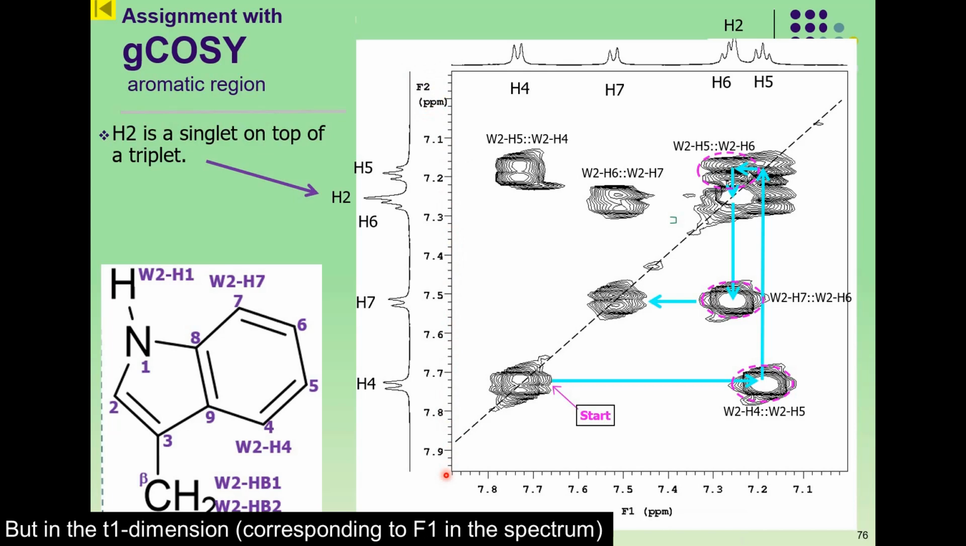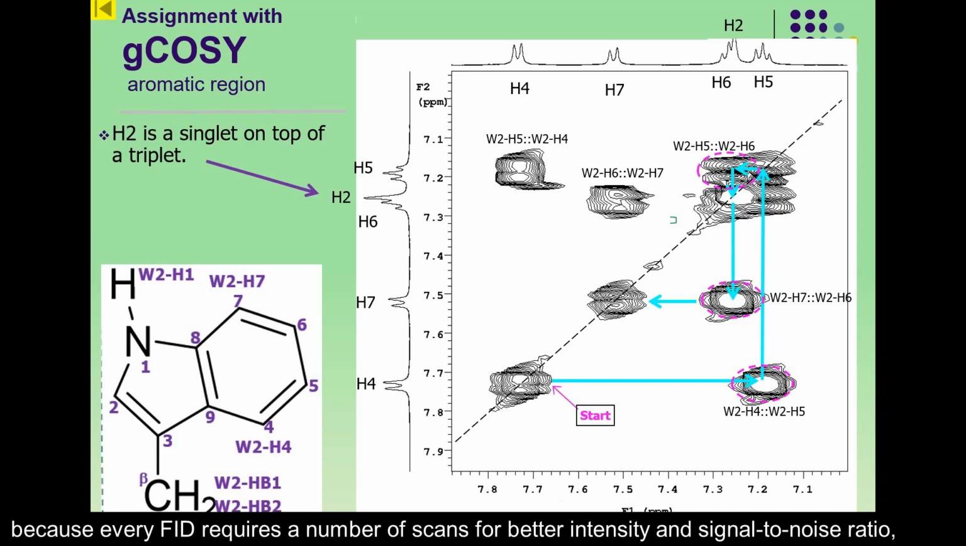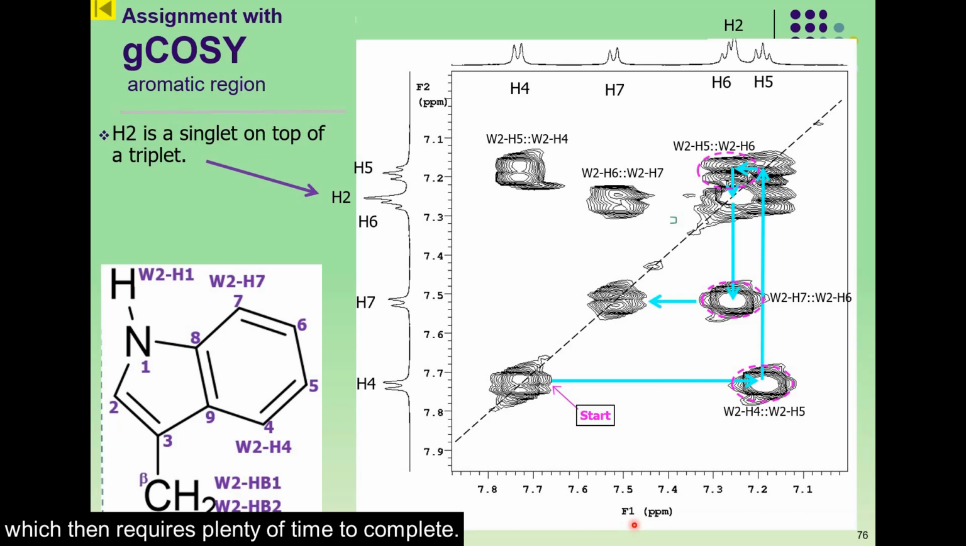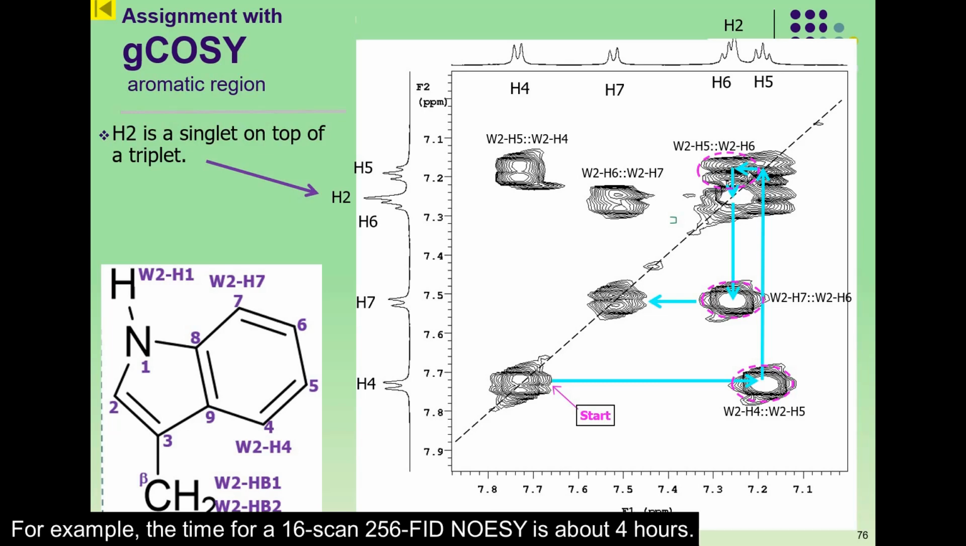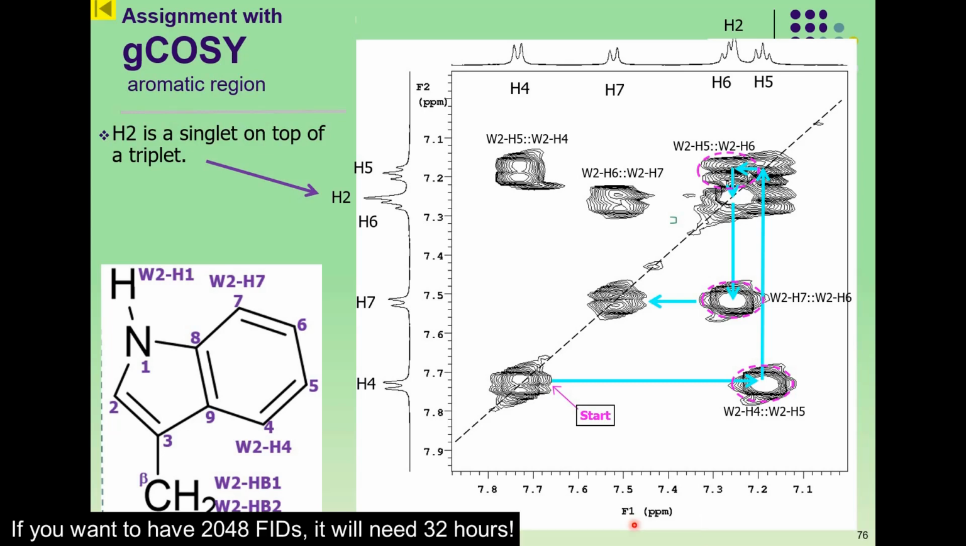But in the T1 dimension, corresponding to F1 in the spectrum, every point comes from a point of a transformed FID. And hence we are restricted to the available experimental time because every FID requires a number of scans for better intensity and signal-to-noise ratio, which then requires plenty of time to complete. For example, the time for a 16-scan 256 FID NOESY is about 4 hours. If you want to have 2048 FIDs, it will need 32 hours.